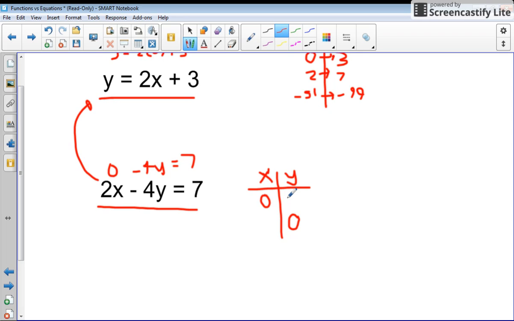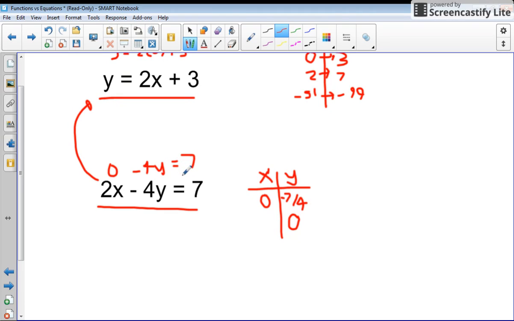So I'll get y is negative 7/4. I think that's going to end up being about negative 1.75, something like that.